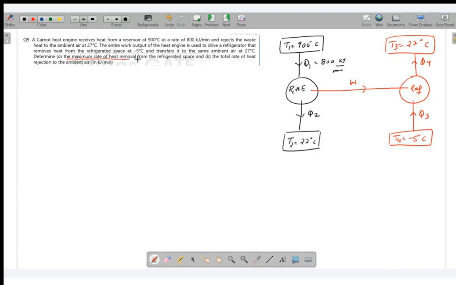We need the maximum rate of heat removal from the refrigerated space, and second, the total rate of heat rejection to the ambient air. Now, first question: is my refrigerator reversible or irreversible? Do you get any hint from anywhere in the question that tells you whether it is reversible or irreversible?